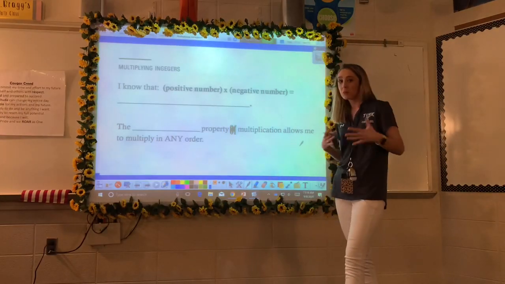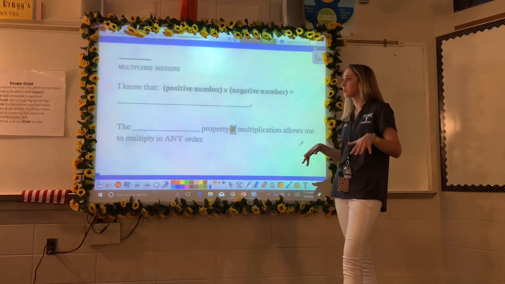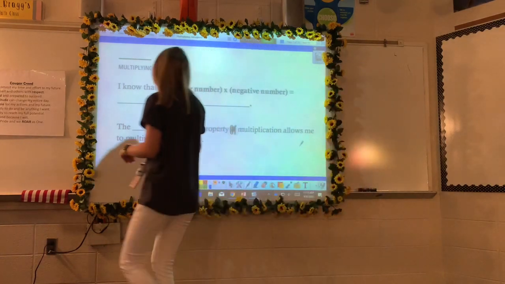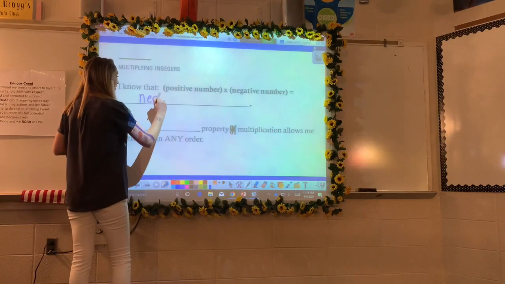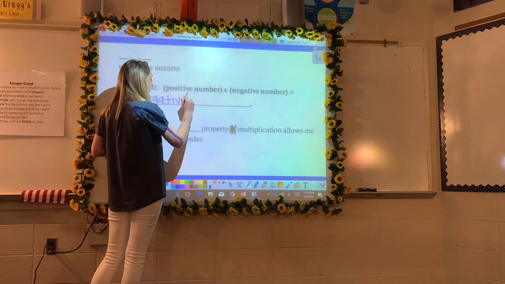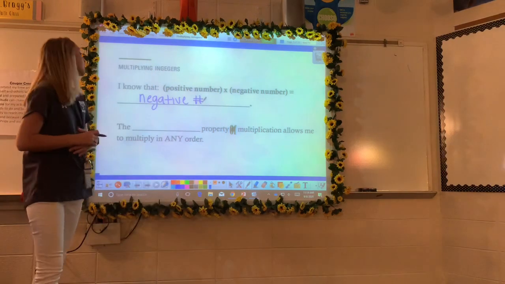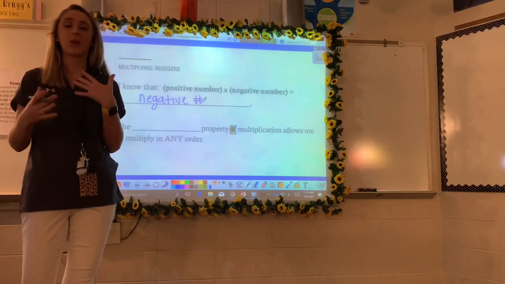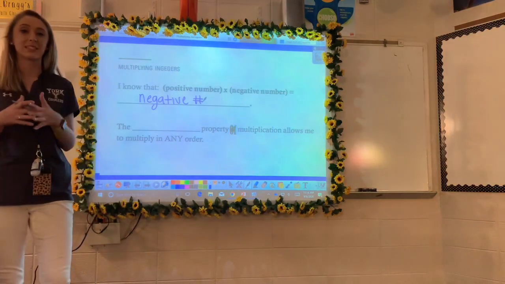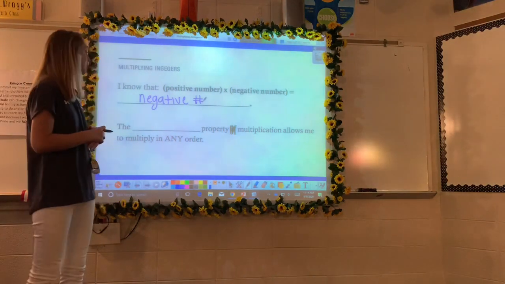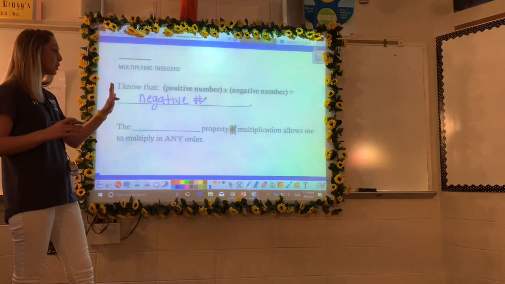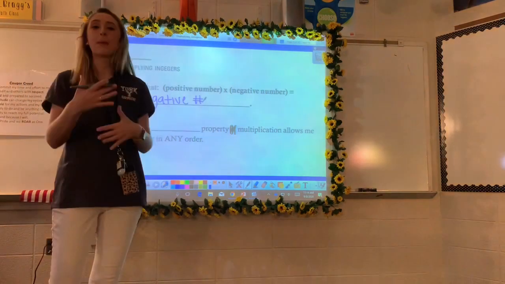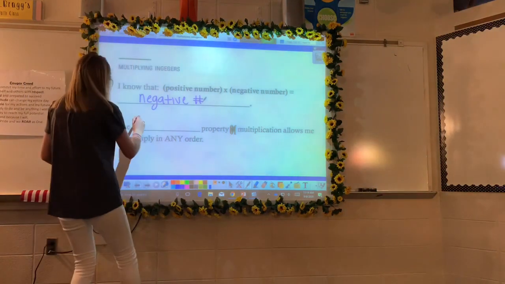Something you know from prior knowledge is that anytime you multiply a positive and a negative number, you end up getting a negative number. That's gonna happen every single time. So that's nothing new. Last year in math, you used some properties, but we have not used them this year, so you probably have not seen them since. This property of multiplication allows me to multiply in any order. It does not matter how you do it, and that is the commutative property.